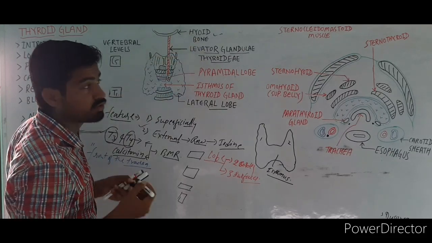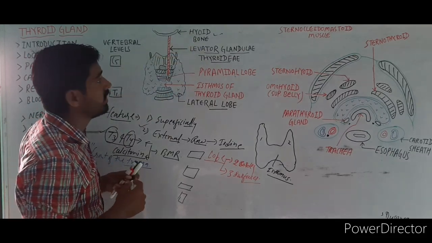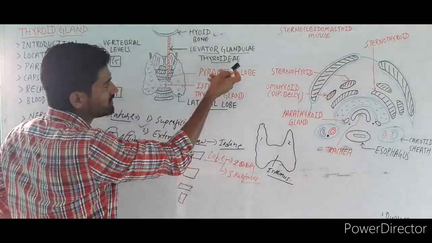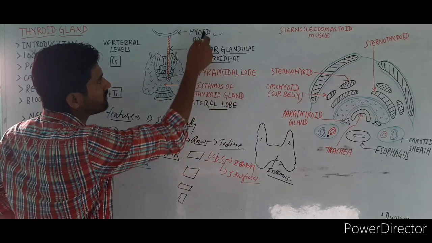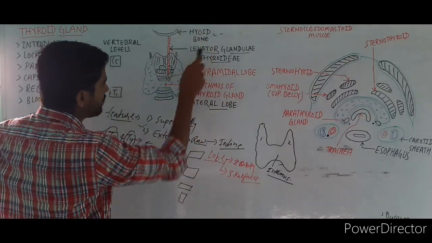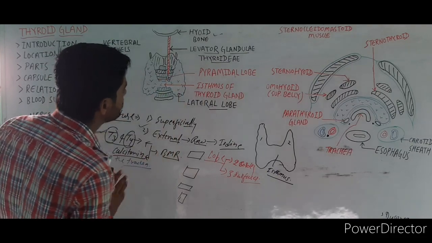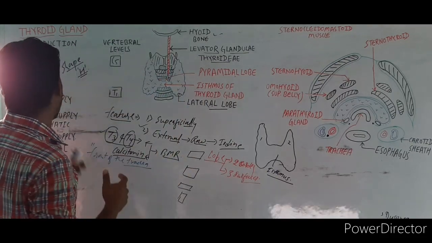In your MCQ, the examiner can ask which of the following ligaments or structures connects this pyramidal lobe with the hyoid bone. So this is the answer, right? This is the normal position, these are the two lobes, and this is the isthmus. That's all.